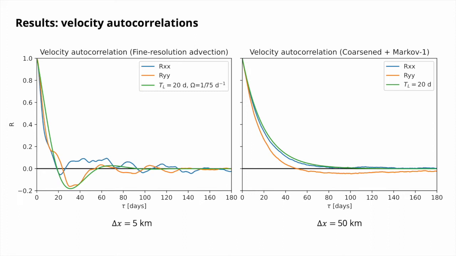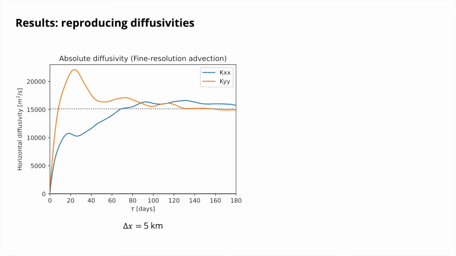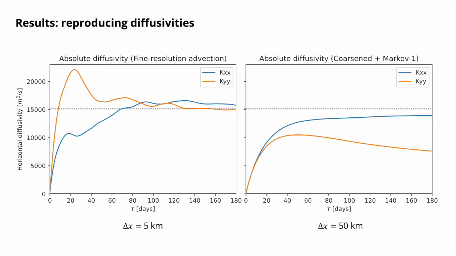We also looked at the absolute diffusivity, which is approximately 15,000 meters squared per second, so that's very vigorous. And we find that the Markov 1 model, using the parameters that theoretically should reproduce this absolute diffusivity in the large time limit, does so pretty well, at least in the x direction. Again, boundaries play a role in why this value isn't reached in the y direction, and in the x direction it's also actually a little bit lower, but we give a possible explanation for this in our paper.